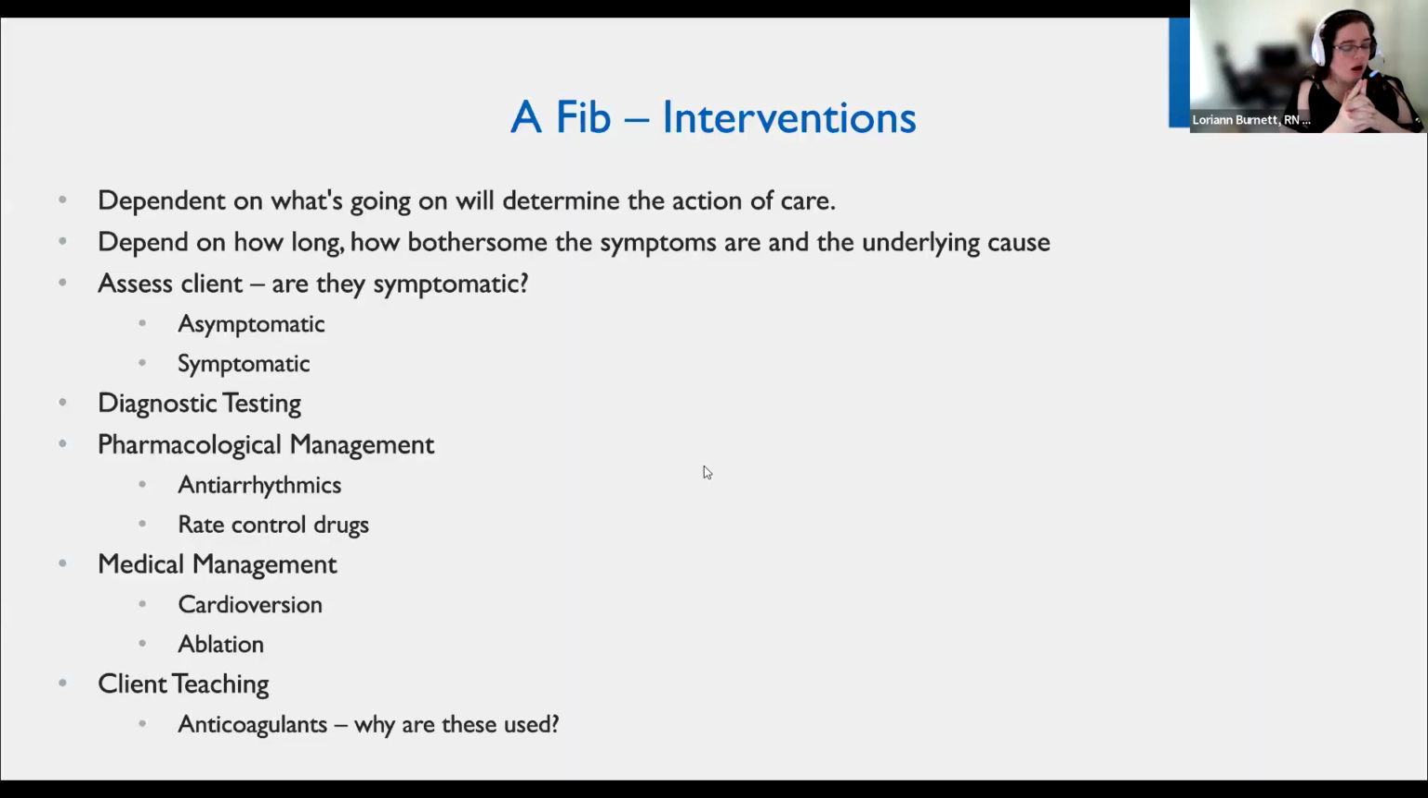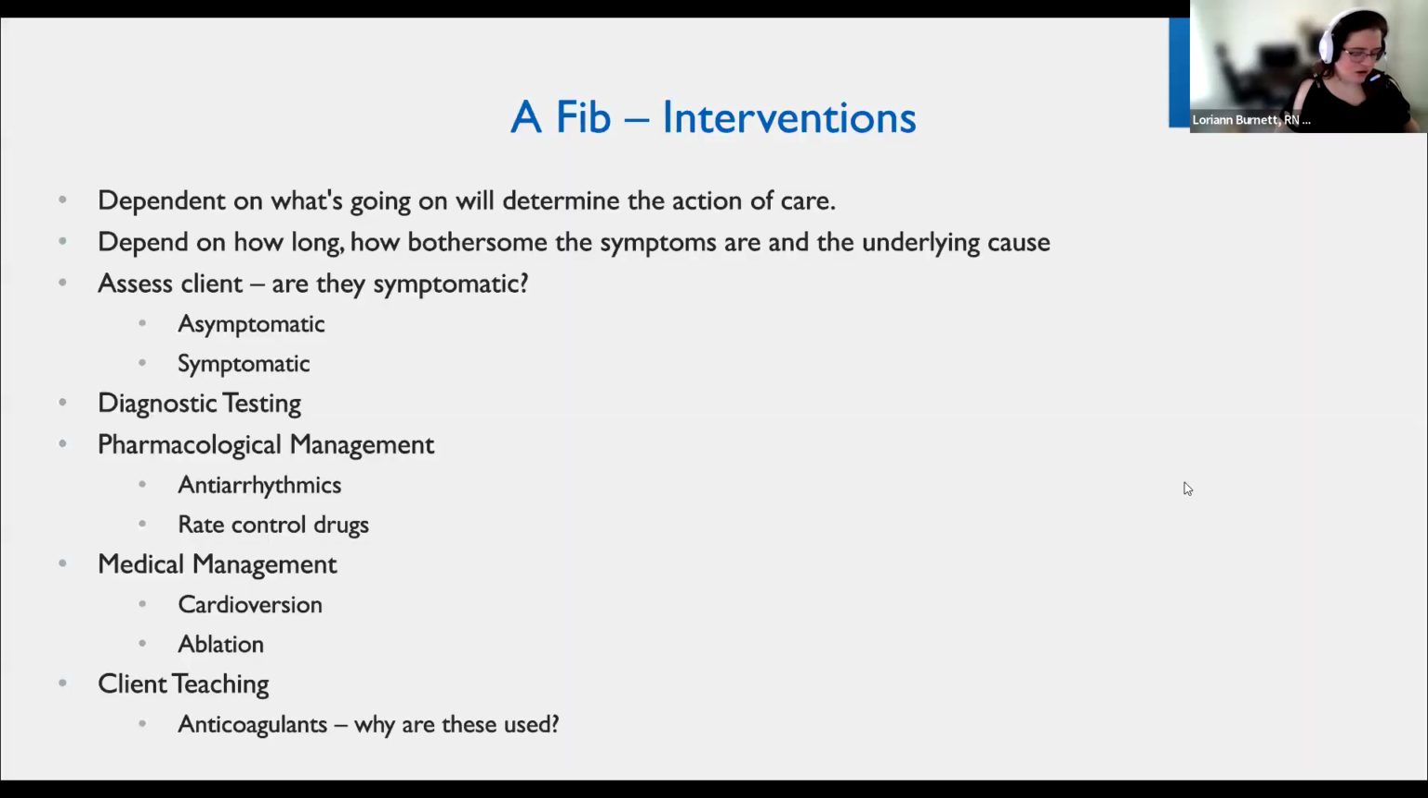Our antiarrhythmics are going to be amiodarone or diltiazem. We might even do digoxin just to try to make it more efficient. We're usually also going to give them a beta blocker or a calcium channel blocker to sometimes slow it down, but also just help that electrical activity move.